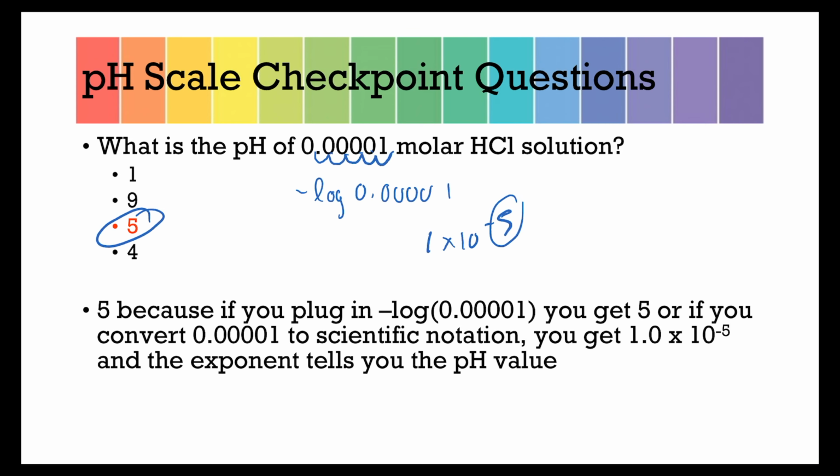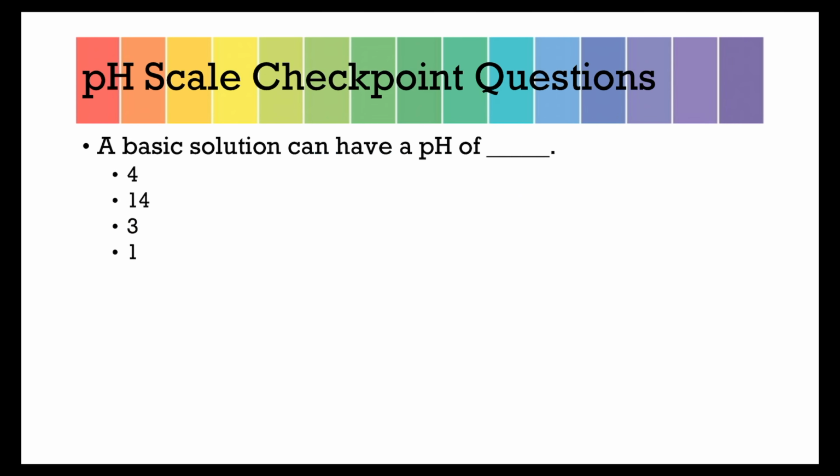Okay. And then the last multiple choice question. A basic solution can have a pH of, again, if you are basic, that means you have a pH that is bigger than 7. The only number that is bigger than 7 is B, 14. Choice 4 represents an acid. B is your base. C is also an acid along with 1.